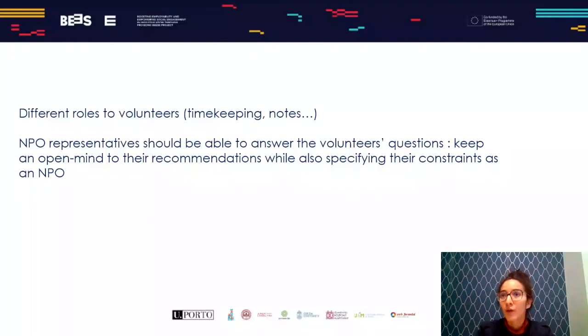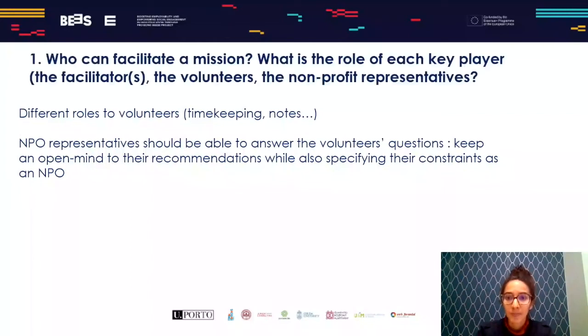Finally, the nonprofit representatives should be able to answer properly the volunteers' questions and to present feedback related to the issue. For instance, when tackling or rethinking the communication strategy of a nonprofit, what are the tools they already set up? What worked and didn't work? What do they think the underlying reasons are? It is important for the nonprofit to be open-minded to the recommendations made by the volunteers, while also specifying and explaining to the group the constraints and realities it faces as a nonprofit.